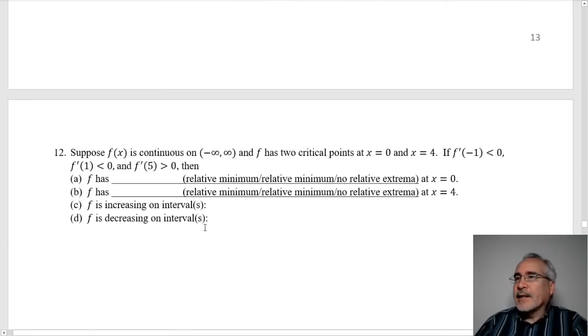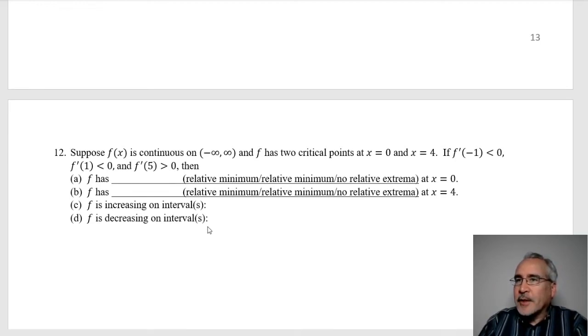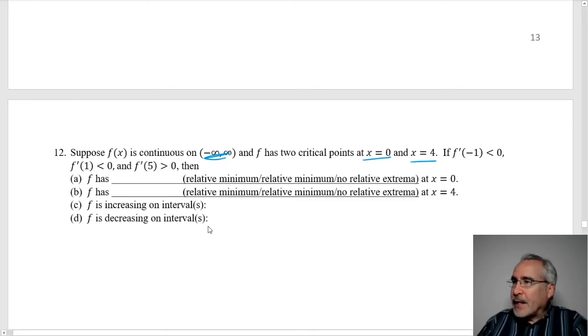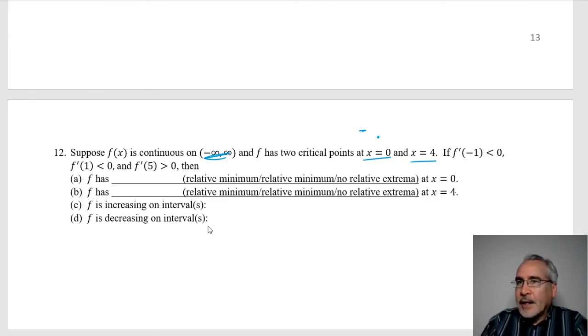Not too bad. And then hopefully this one's just as straightforward. So suppose f of x, again, is continuous everywhere, -infinity to infinity, and has 2 critical points, at 0 and 4. And then we're told that the derivative at -1, to the left of this point, is negative. At +1, it's also negative, so it's negative on this side. And the derivative at 5 is positive. So negative, negative, that's inconclusive. It doesn't tell us anything.